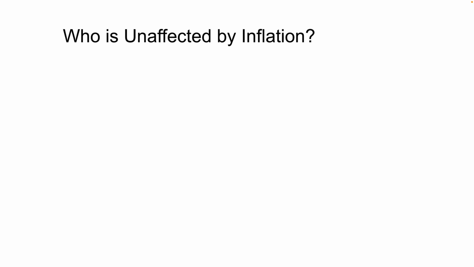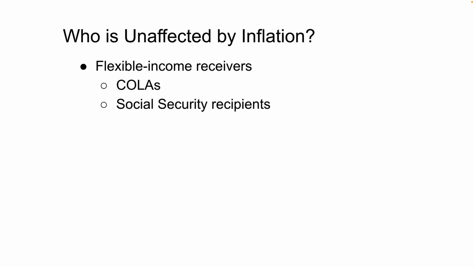Now, who is unaffected or potentially helped by inflation? Well, anybody who's on a flexible income. So this is anybody who has a cost of living adjustment built in. That's what a cost of living adjustment is. It's usually a clause that states that if inflation increases, income will increase basically to keep real income constant. Social Security recipients do get a cost of living adjustment every so often, kind of depending on how high inflation's been. And so, that helps them maintain their purchasing power.